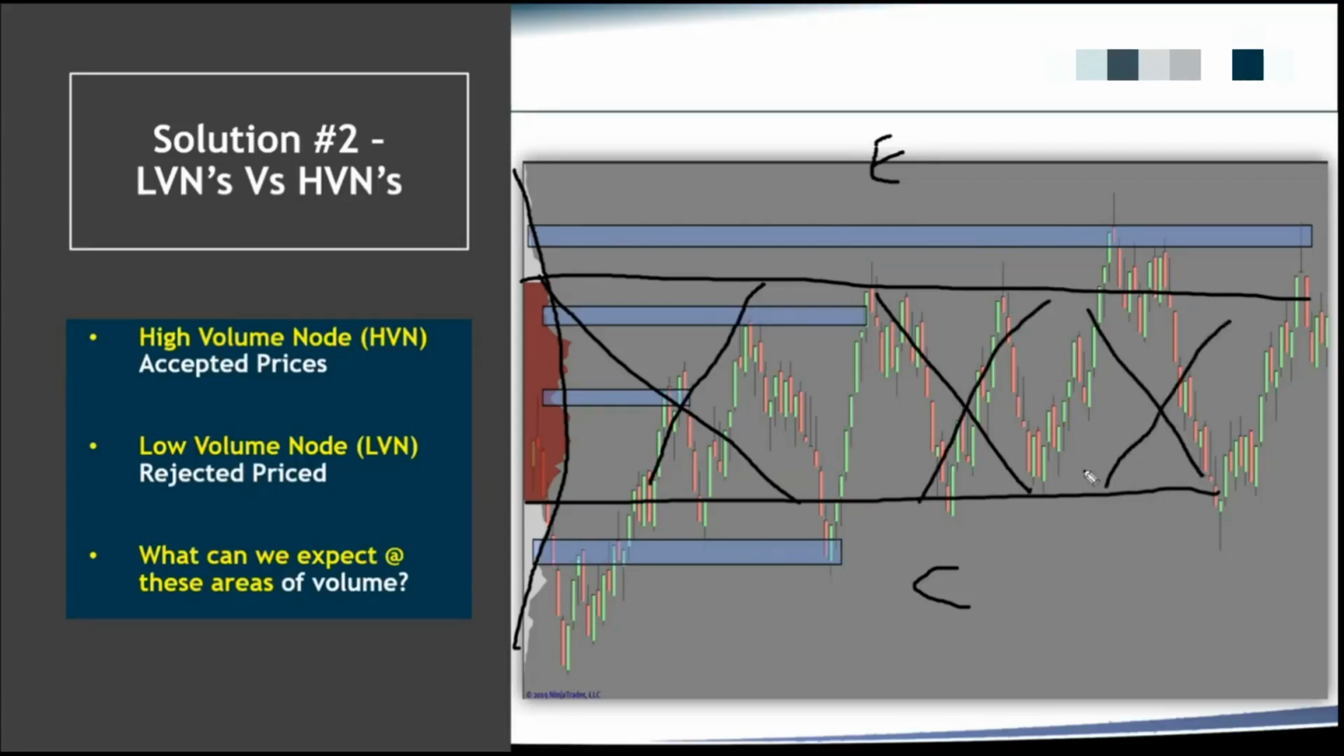The noise zone. Low volume pockets here, low volume pockets here. What happens when price got to the low volume pocket when it was cheap? What happened when it got to the high volume pocket when it was expensive? I don't make this stuff up. If you look at any given chart, you're going to see this stuff.